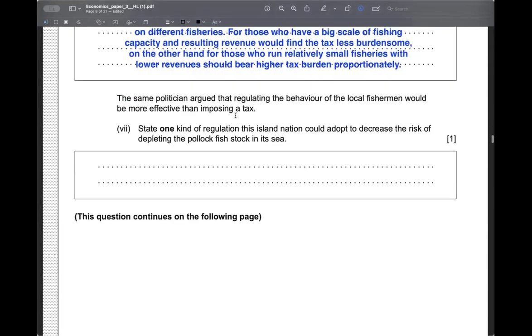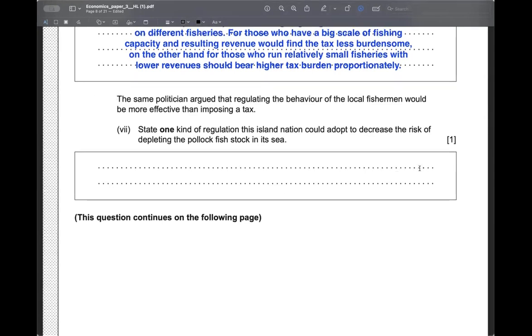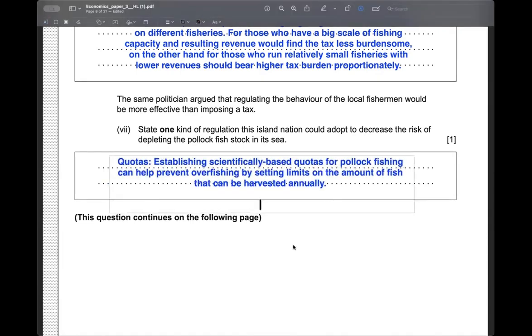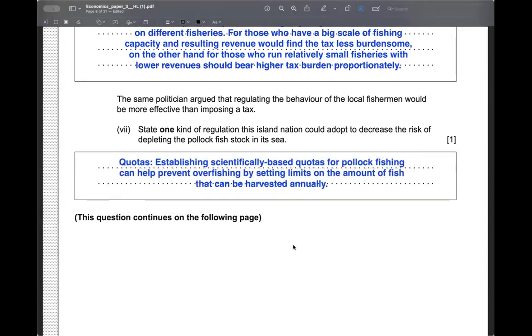The same politician argued that regulating the behavior of the local fishermen would be more effective than imposing a tax. Name one kind of regulation this island nation could adopt to decrease the risk of depleting the pollock fish stock in its sea. I would say quotas would work. Establishing scientifically based quotas for pollock fishing can help prevent overfishing by setting limits on the amount of fish that can be harvested annually.